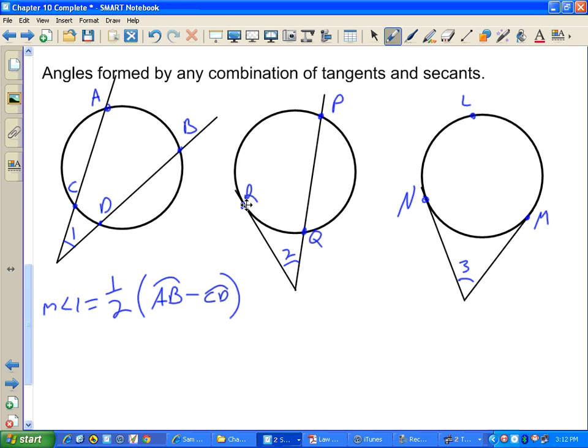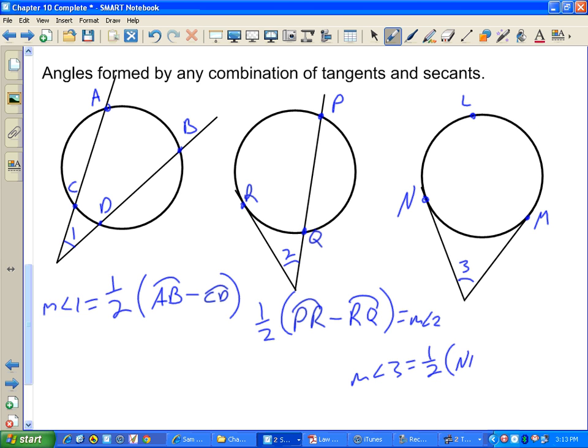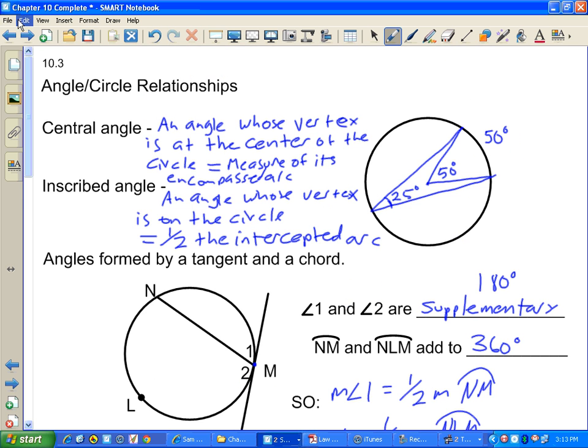Similar here, I'm going to take PR minus RQ, and then I'm going to take half of that, and that will be the measure of angle 2. Angle 3, I'm going to take NLM minus NM. Okay, so big minus little, divide by 2. Okay, so let's look at some examples.